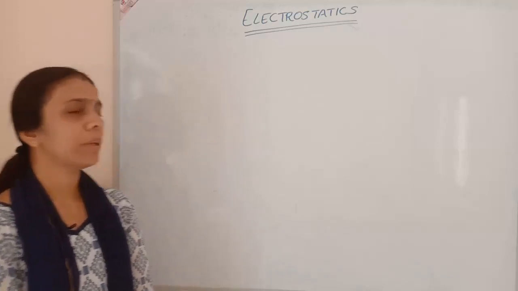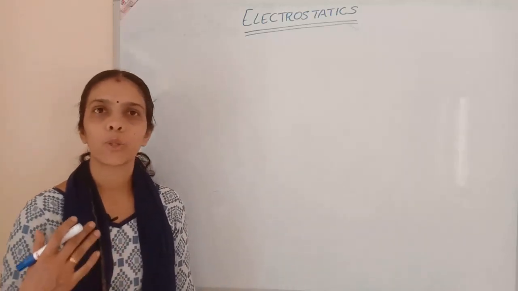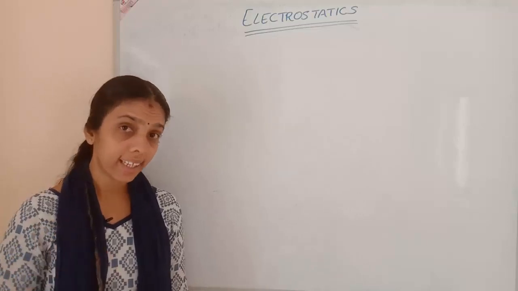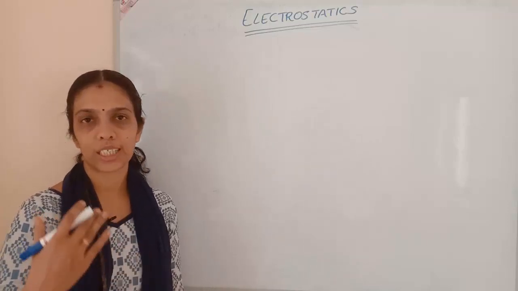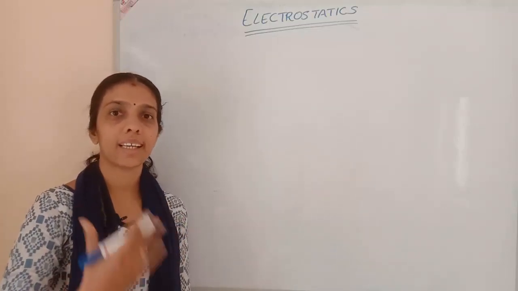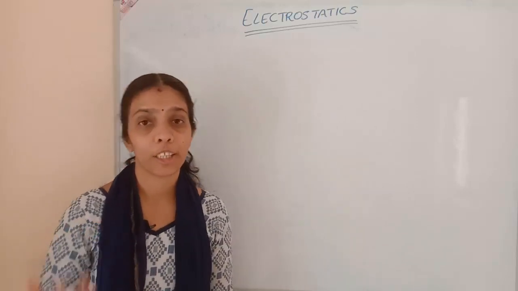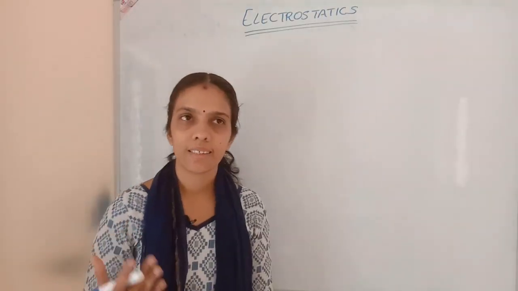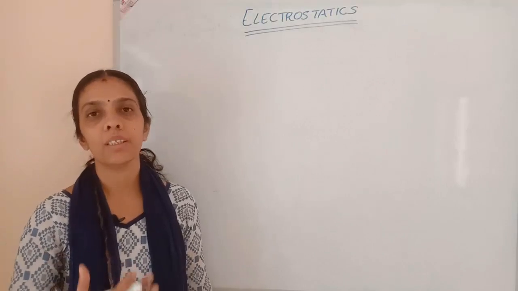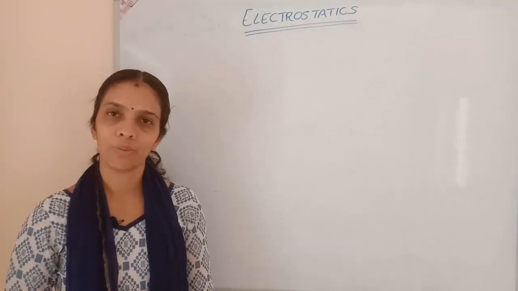In today's topic, we are discussing the solved examples of the second chapter, that is electrostatics part 2, the chapter on electrostatic potential and capacitance. We are going to discuss the solved example questions of that chapter.